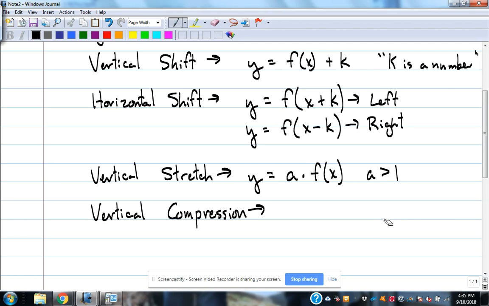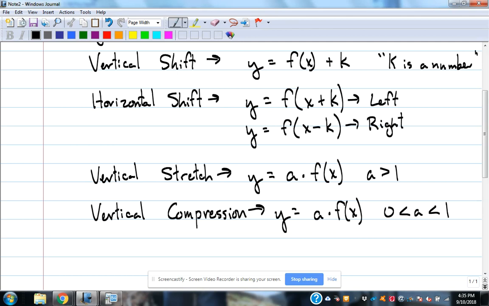A vertical compression happens mathematically by taking something that looks a lot like that, except the number is between 0 and 1. What kind of numbers are between 0 and 1? Decimals, small decimals, like less than 1. So 0.99, 0.01, 0.5. Any fraction equivalent of that, 1/2, 1/3. Those are all things that are between 0 and 1.